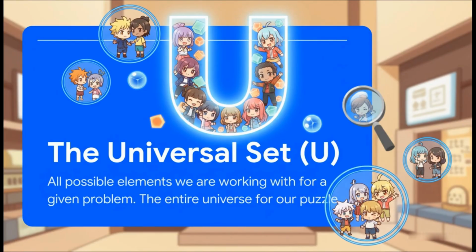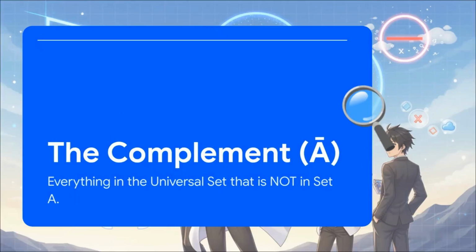For any given problem, all our other little sets are just picking their teams from this one master list. Now, once we have a universe, we can talk about the complement. The complement of a set, which you see here with that little bar over the letter, is basically its opposite. It's every single element in the universe that isn't in our set. It's everyone who got left on the sidelines.